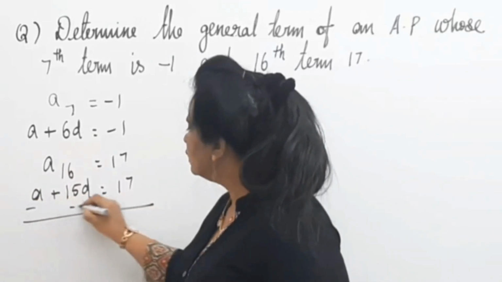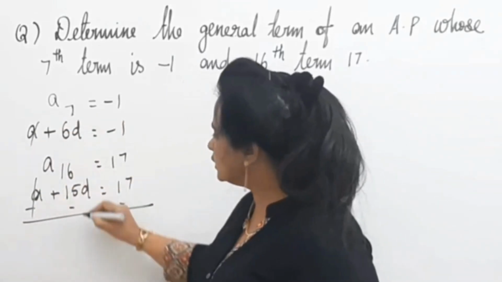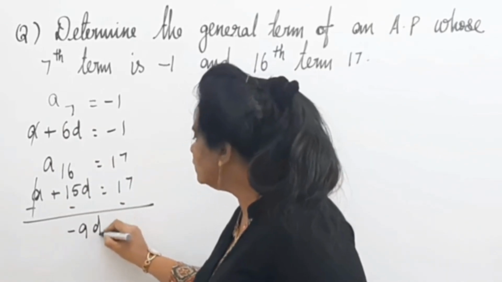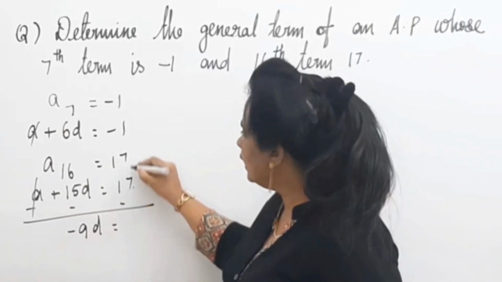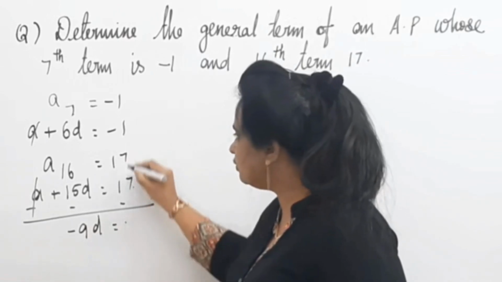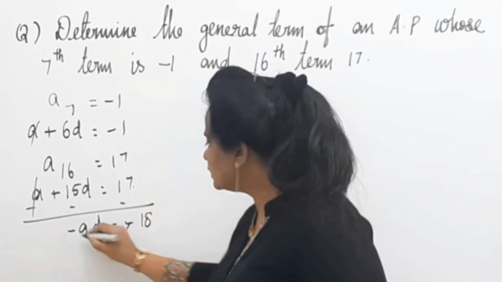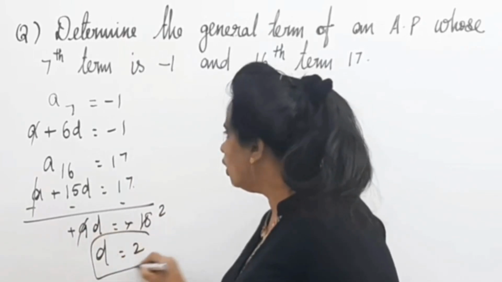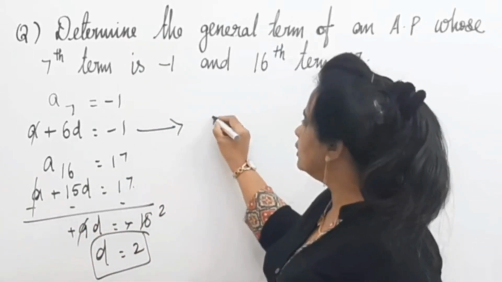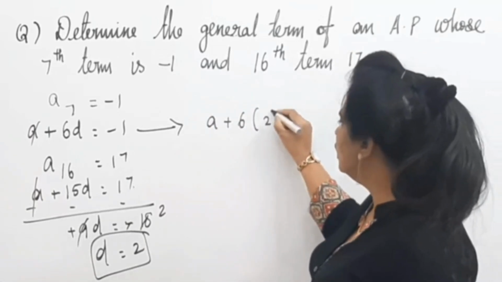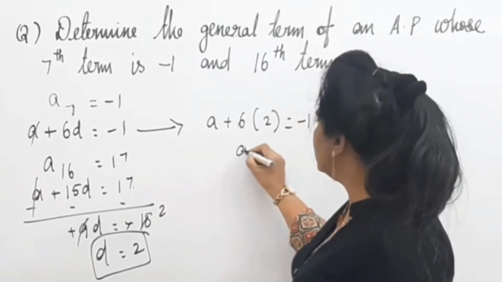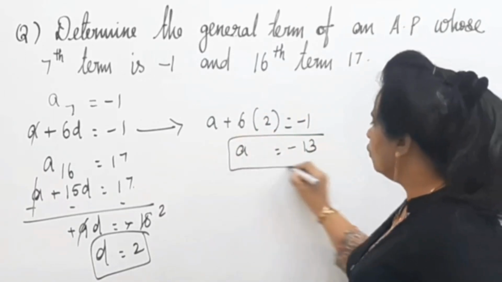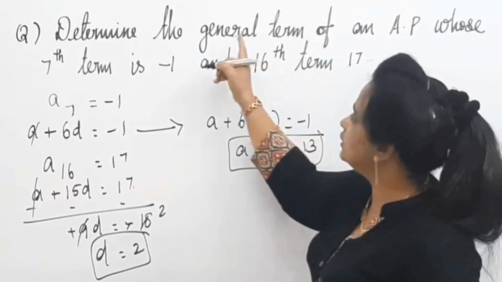So solving this, a gets cancelled. So 6d minus 15d, that's equal to minus 9d. That's equal to minus 1 minus 17, which is minus 18. Minus 9 gets cancelled with minus 18 twice. So d is equal to 2. Now you can substitute here. That is a plus 6 into 2 is equal to minus 1. So a is equal to minus 1 minus 12. That is minus 13.